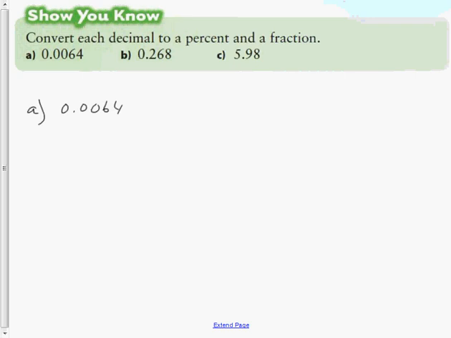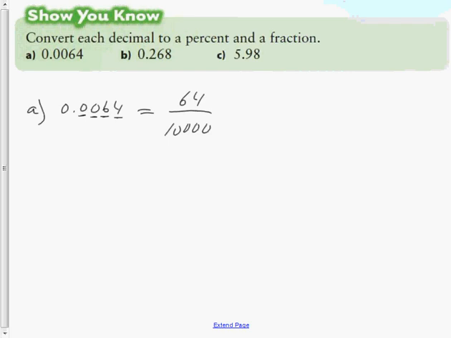This number is actually, this is the tenths, this is the hundredths, this is the thousandths, this is the 10,000ths. And again, like I told you before, if you cover up the decimal and read that number, that's 64. And the last place value is 10,000, so it's the 10,000ths. So as a fraction, it's 64 10,000ths.